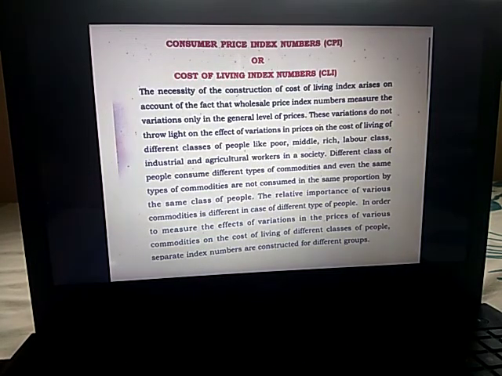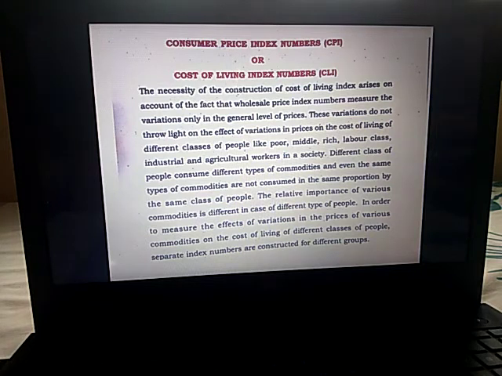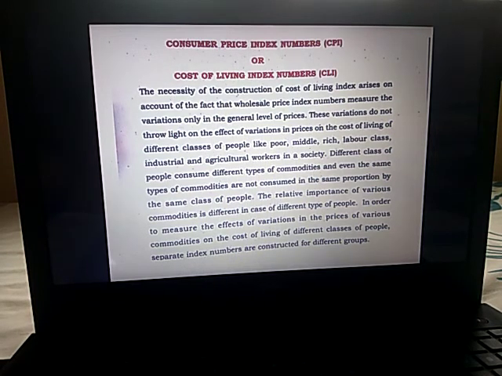The next topic is consumer price index number, CPI, or cost of living index number, CLI. The necessity of construction of cost of living index arises on account of the fact that wholesale price index numbers measure the variation only in the general level of prices. These variations do not throw light on the effect of variation in prices on the cost of living of different classes of people like poor, middle, rich, labor class, industrial and agricultural workers in a society.